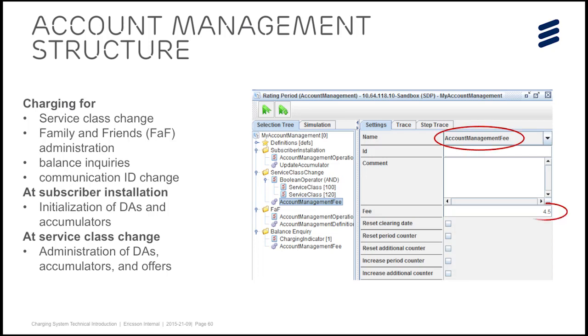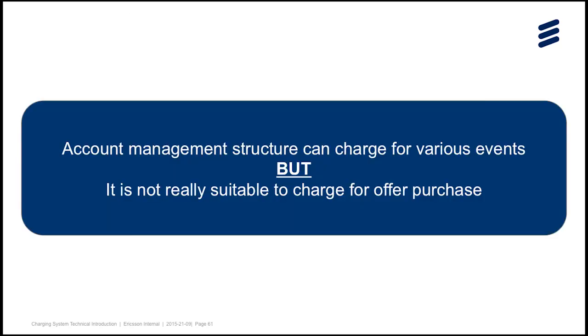Here you see a typical modifier, which is used to define a fee. When changing from service class 100 to 120, a fee of $4.50 is automatically deducted from the main account balance. Account management structure can charge for various events, but it is not really suitable to charge for offer purchase. This leads on to our next topic.